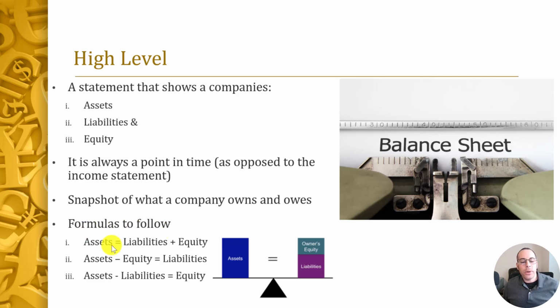The most common formula is assets equal liabilities plus equity. You can see assets right here on the scale. It has to equal owner's equity plus liabilities. If you do simple algebra, you can subtract equity from both sides, so you can use the formula assets minus equity equals liabilities. If you subtract liabilities from both sides, assets minus liabilities equals equity.